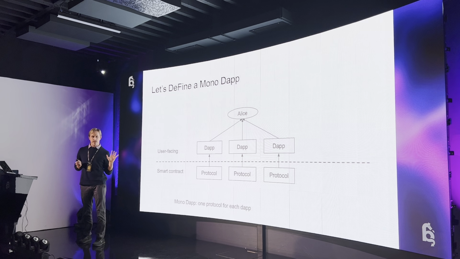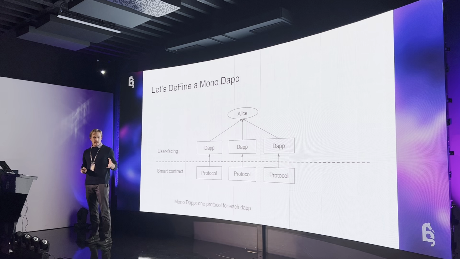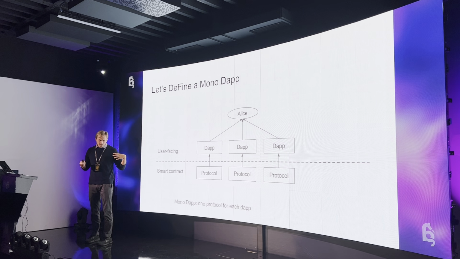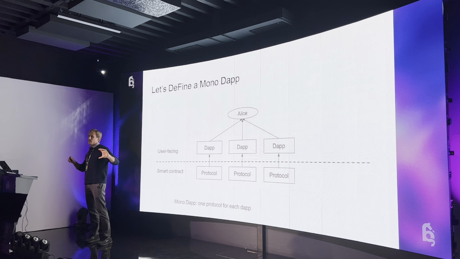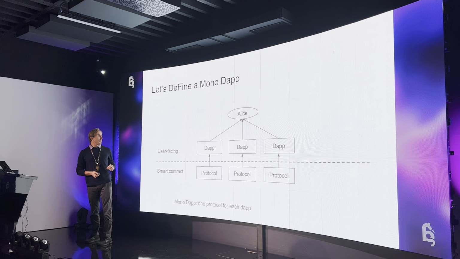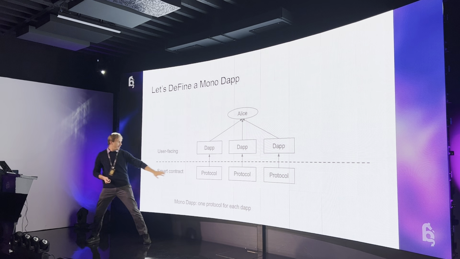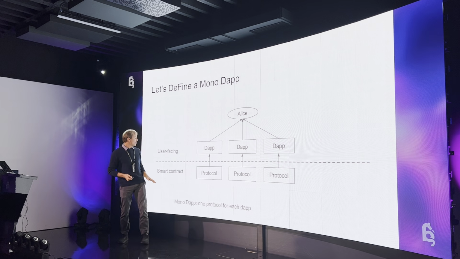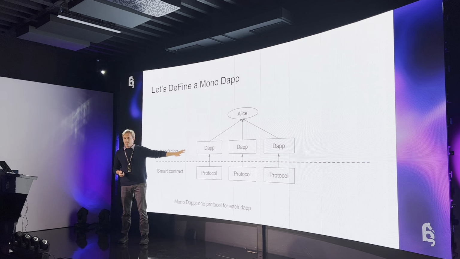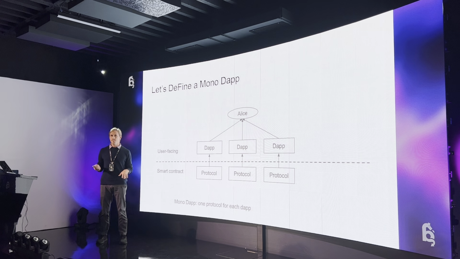The first term I want to define is a monodApp. A monodApp is basically where for each underlying smart contract protocol, you have one user interface. So we have our user Alice, and if she wants to interact with a specific smart contract protocol, this one, that one, she goes to a specific front end, or dApp. So a monodApp is basically one front end for each underlying smart contract protocol.